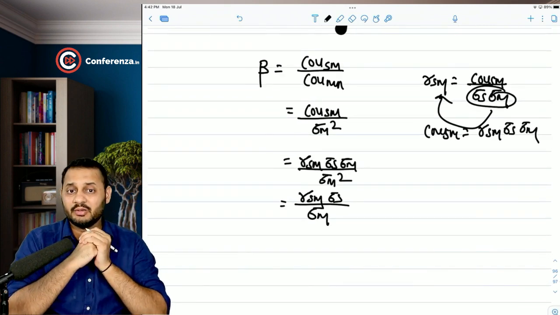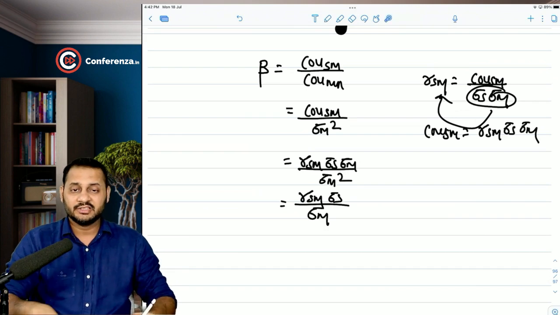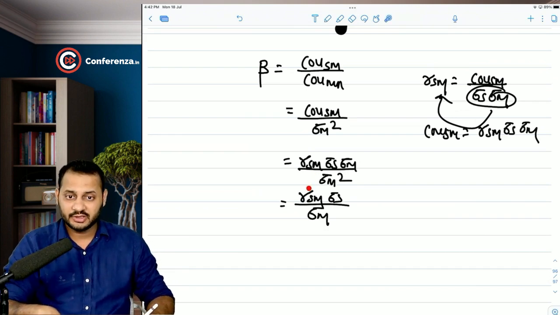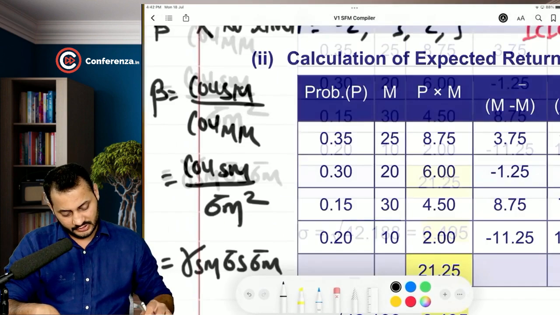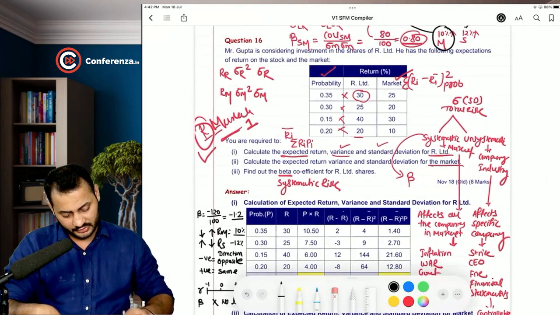So you should remember all this, because the institute can just give you this much and these two figures. So you can easily calculate it. Obviously you can calculate this one also. Getting it? Okay. Let's move ahead to this calculation now.